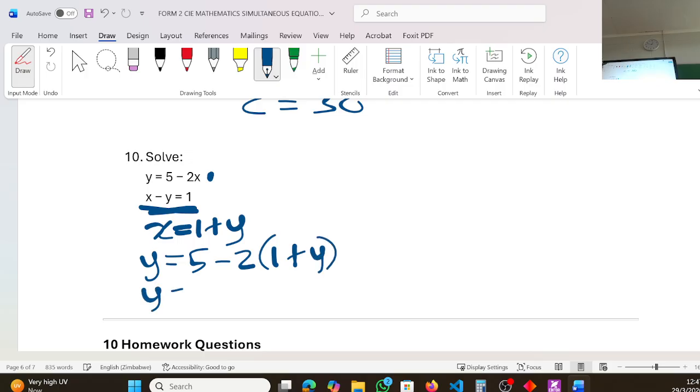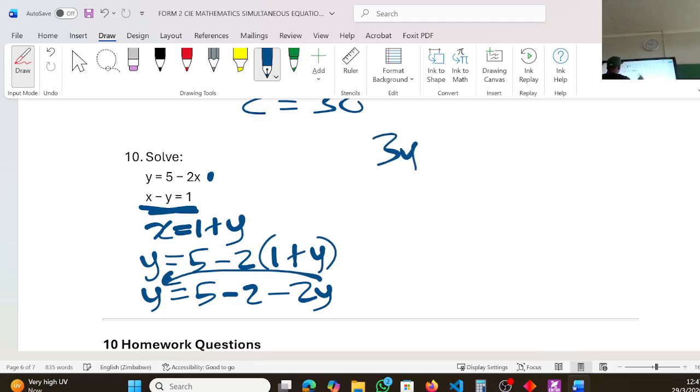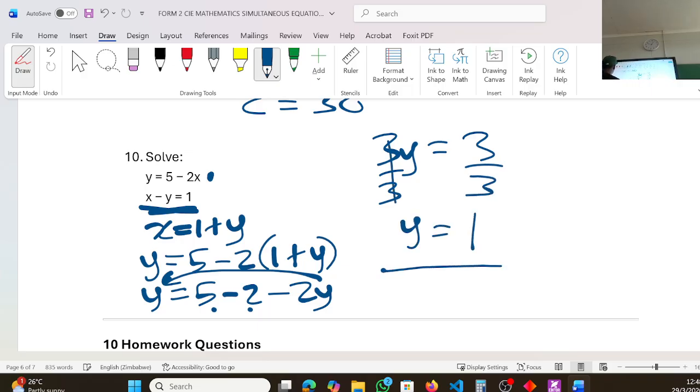And when I expand my brackets, I have 5 minus 2 minus 2y. And when I collect like terms together, in other words, if I transpose these 2y, I end up having 3y being equal to 5 minus 2, which is 3. And when I divide both sides by 3 to get the value of y, y is actually 1. So I've got the value of y. Let's see if I can find the corresponding value of x.